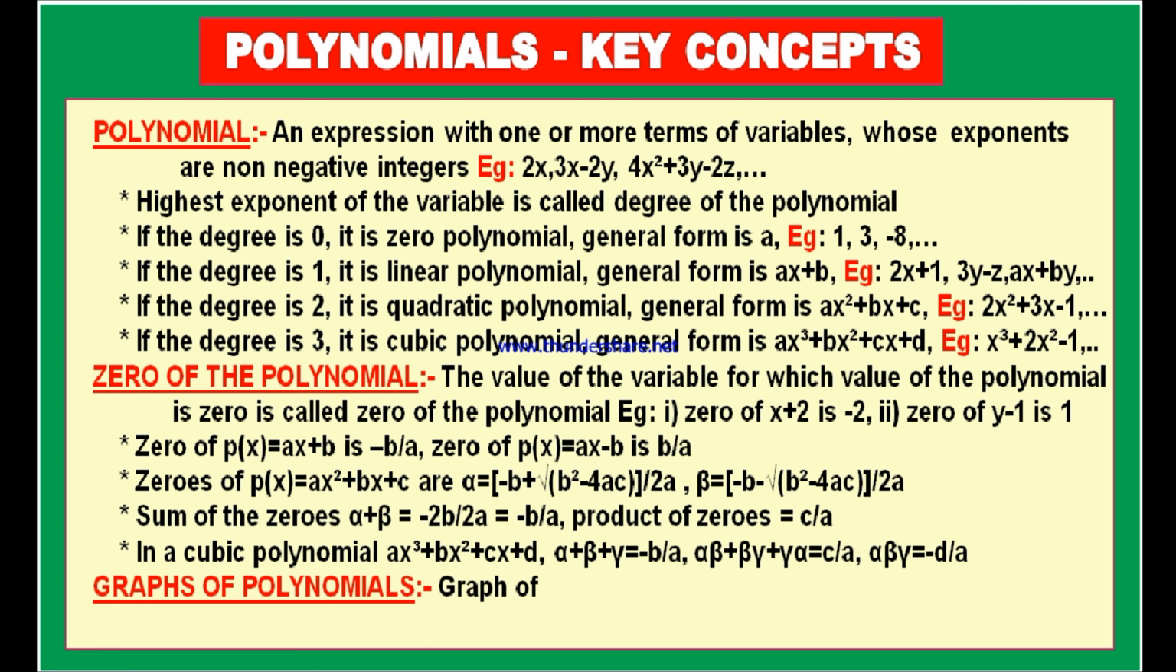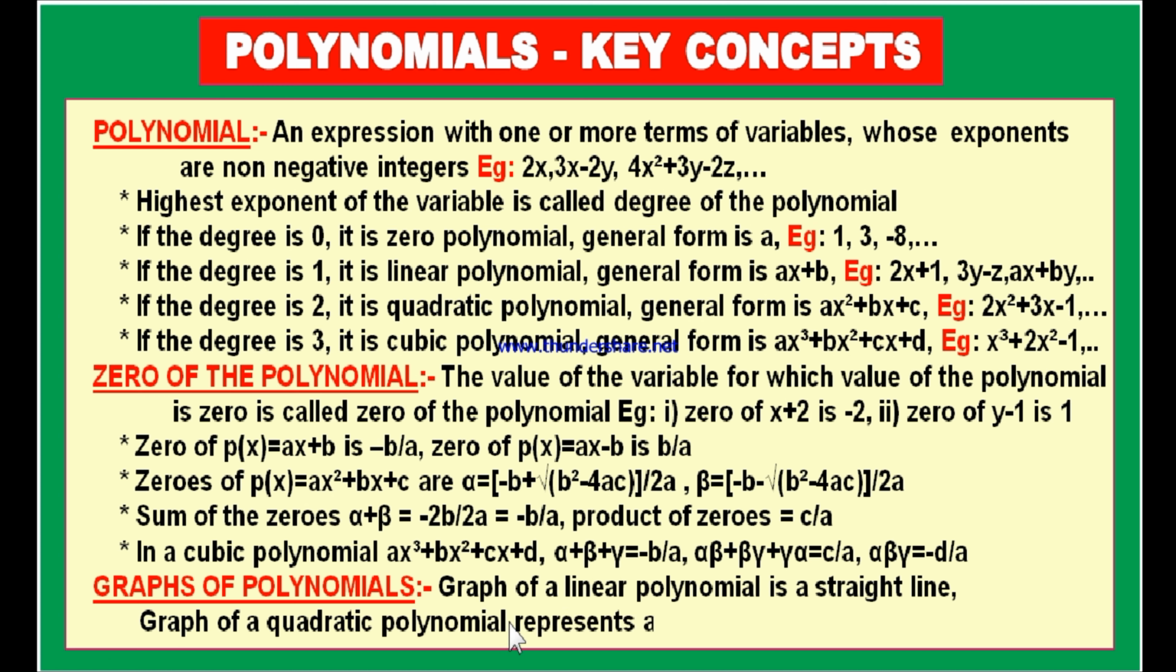Now, the graph of a polynomial. The graph of a linear polynomial is a straight line. If we draw a graph of any linear polynomial in the form of ax plus b, you will get a straight line. But if you draw the graph of a quadratic polynomial in the form of ax square plus bx plus c, then you will get a parabola. Therefore, the graph of a quadratic polynomial represents a parabola.